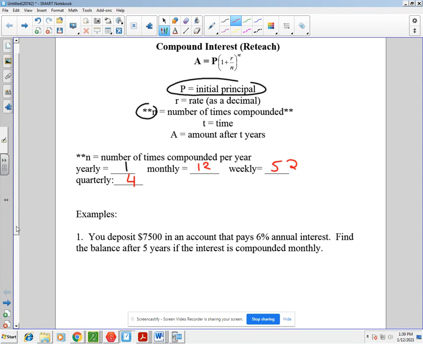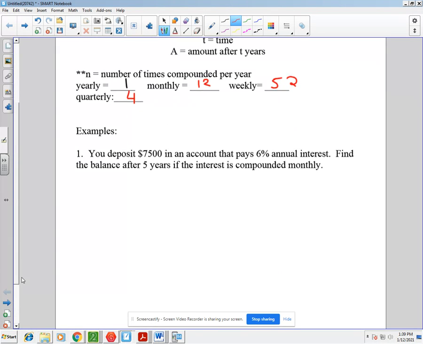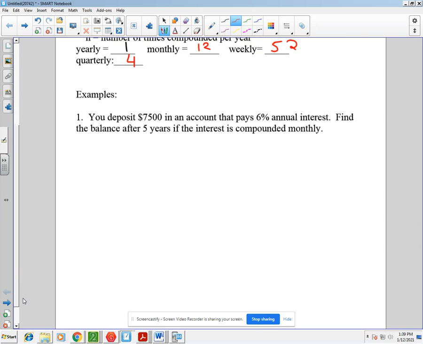Okay, let's see how we can use this in an example. You deposit $7,500 in an account that pays 6% annual interest. A good thing to do is to actually underline anything that's important. Find the balance after 5 years if the interest is compounded monthly. Again, if you would like to read this example again, that's a good idea. Good students always read the word problem twice or 3 times.